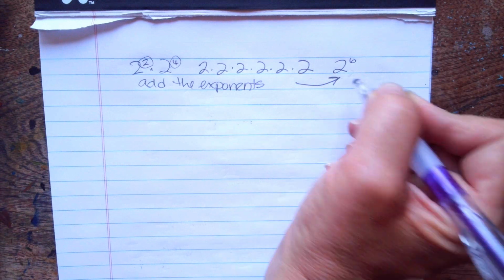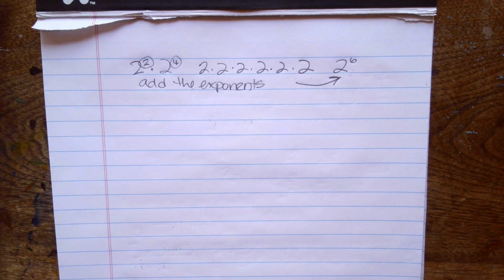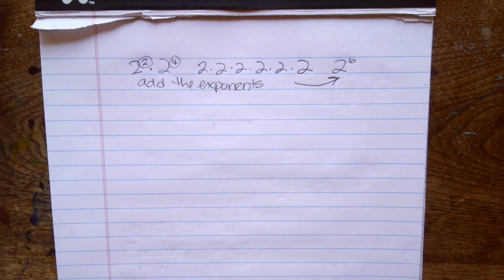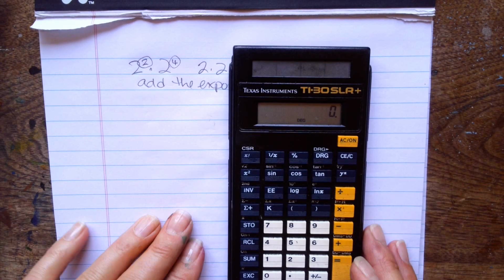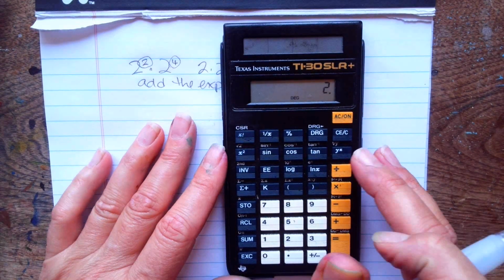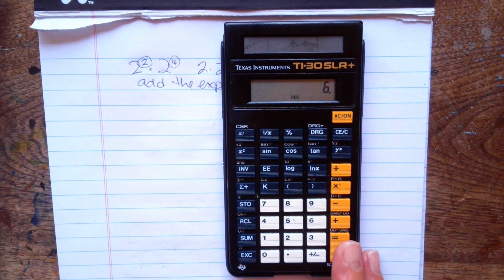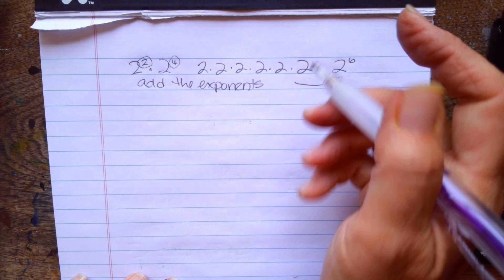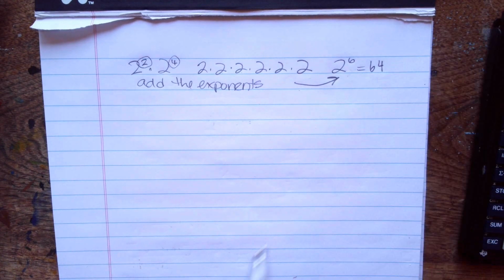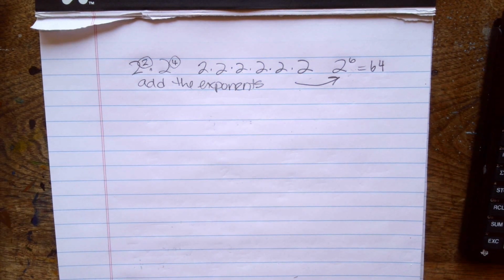Now you take your calculator, and from now on, from all of history and life, you can use your calculator. Remember before when you couldn't, now you can. So then you would just do 2 to the 6th power equals 64. So that's all it is.